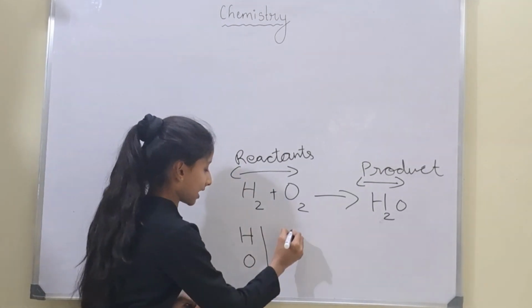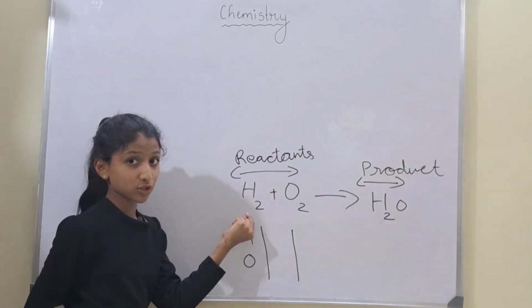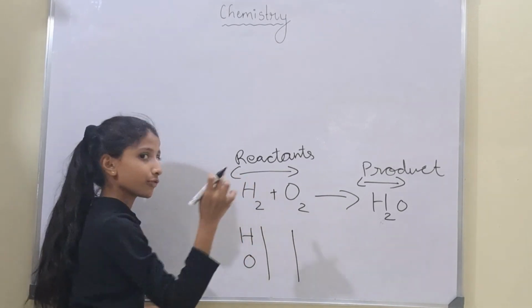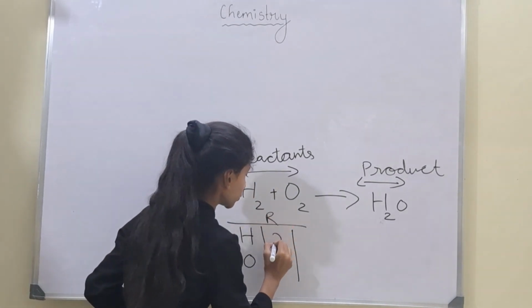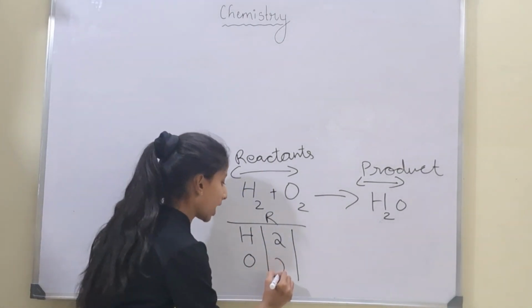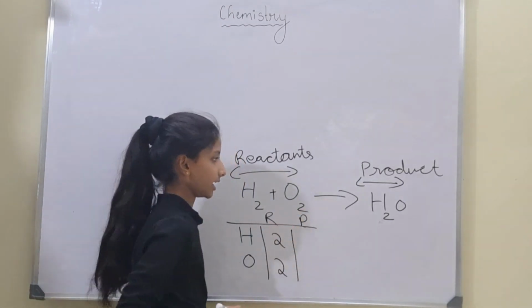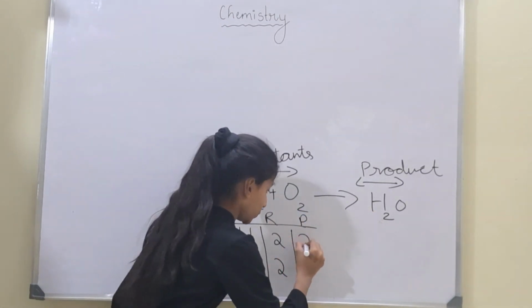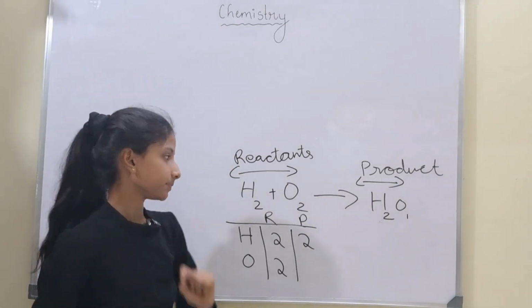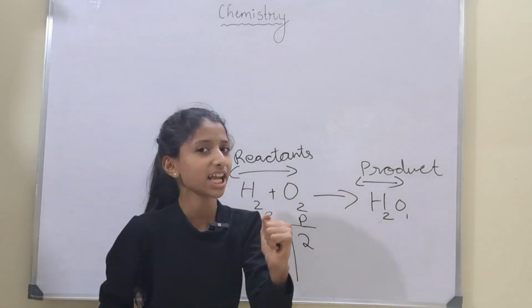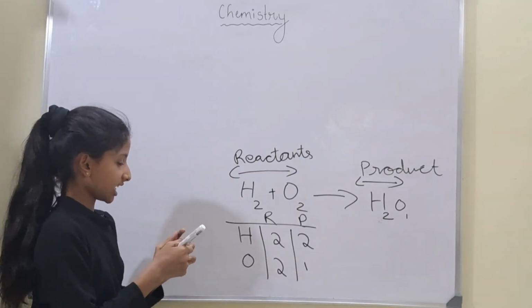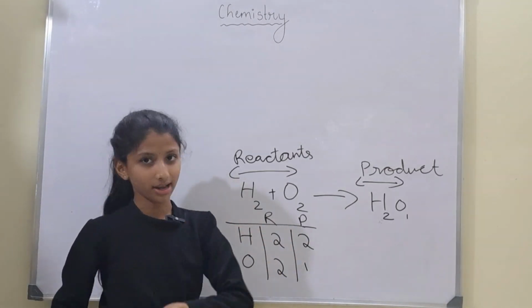On the reactant side, how many atoms of hydrogen are there? There are 2 atoms of hydrogen. For oxygen, on the reactant side, 2 atoms. On the product side, for hydrogen, we again have 2 atoms. For oxygen, if nothing is written, we consider it as 1. On the product side for oxygen, we have 1 atom, so I'll write 1 here. Now if you draw this table, you will understand if it's balanced or not balanced.